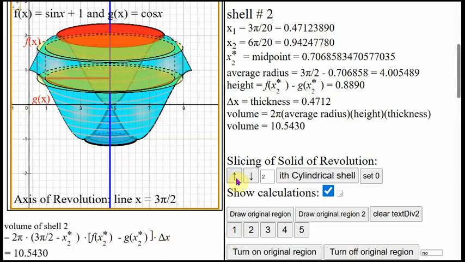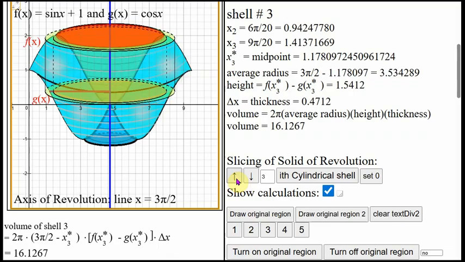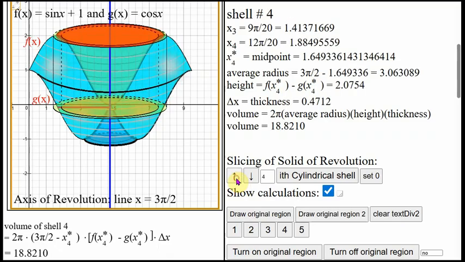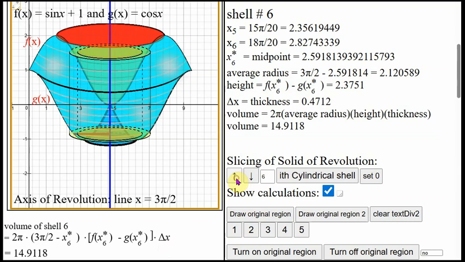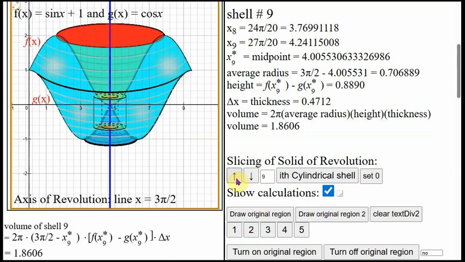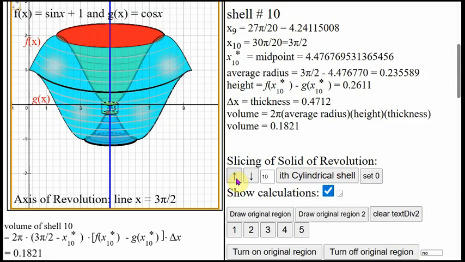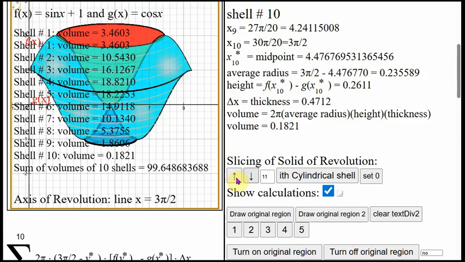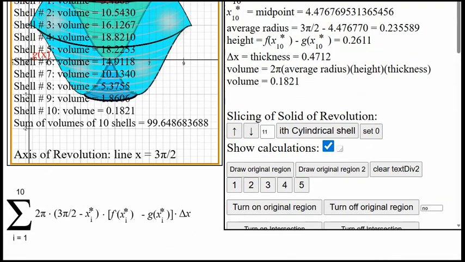And then similarly, this is shell number 2, shell number 3, number 4, number 5, number 6, number 7, number 8, number 10. So I just divided the solid of revolution into 10 shells. And then all together, the volumes of the 10 shells is 99.6486. So we add the volumes of the 10 cylindrical shells together, and then we get 99.64.